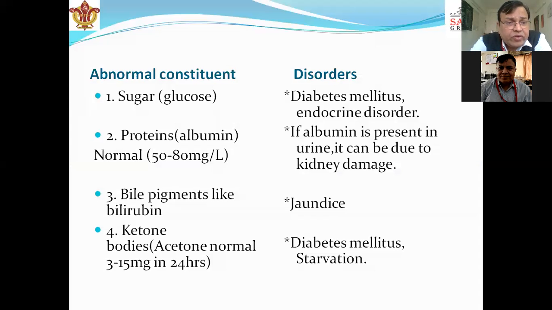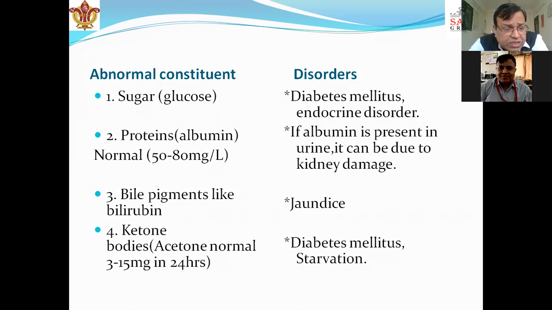Now, abnormal constituents of urine. Sugar: in the case of diabetes mellitus or endocrine disorders, it may cause glucose in urine. Similarly, protein is an abnormal constituent. Commonly, albumin passes through the urine. If albumin is present in urine, it can be due to kidney damage. Third is bile pigment like bilirubin. It passes through the urine, and your urine color becomes yellowish or dark yellowish in the case of jaundice.